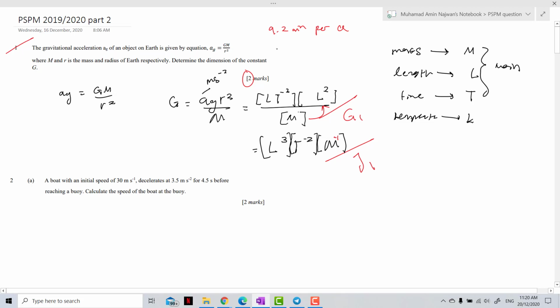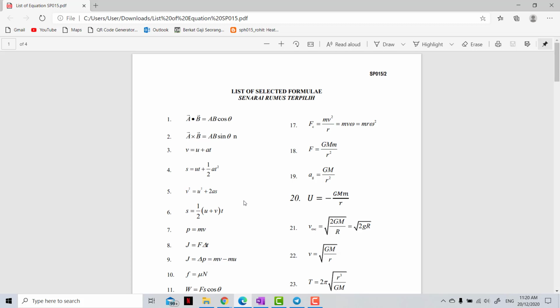You have 9.2 minutes per question tau. Question 1 ni you should only take around 30 seconds to do. And list of equation, harap korang dah buat ni, korang dah divide ni. Okay, kalau tak buat, tolong buat. You divide this into chapter 1, this chapter 2. Tapi kena ingat, for the dot and cross product, you don't need to know, sebab the dot and cross product is actually tested on you punya UPS. Okay, so dalam PSPM, I'm sure they won't ask you again about the dot and cross product. So focus more dalam dimension analysis.